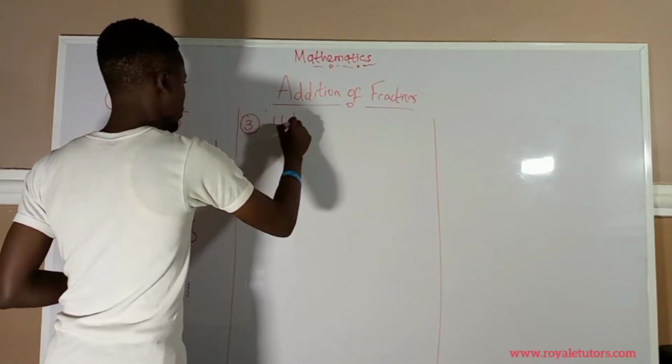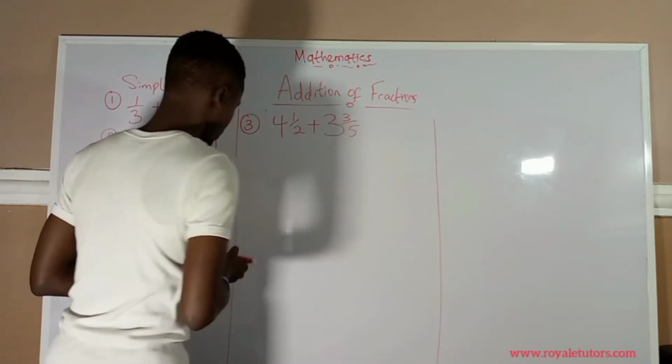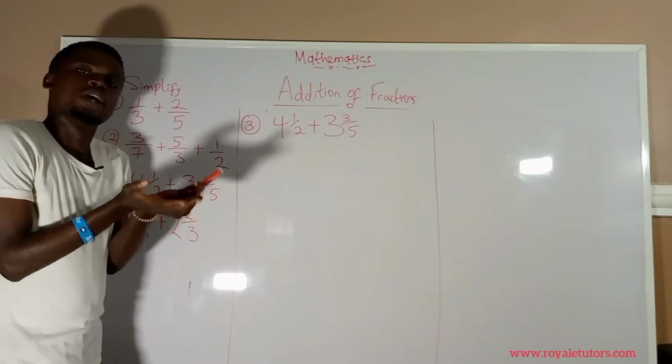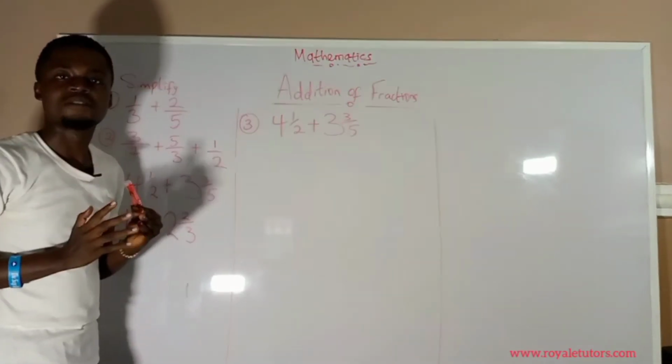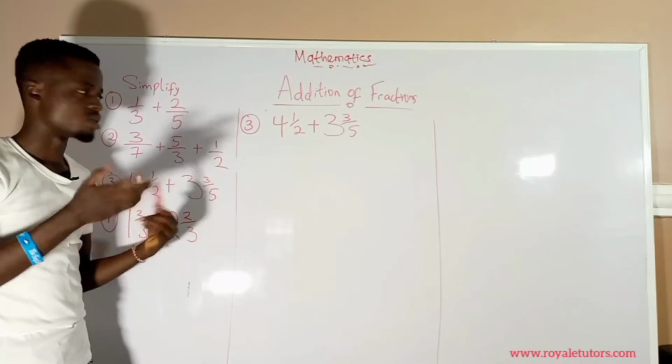4 whole number 1 over 2 plus 3 whole number 3 over 5. The first way is for you to change it to improper fractions. You can change each of them to an improper fraction and compute the sum, then change it back to a mixed fraction. This is all I'm saying.